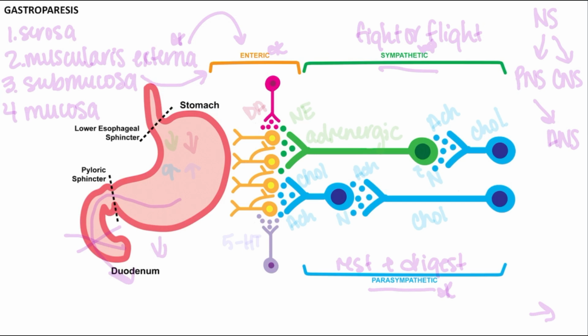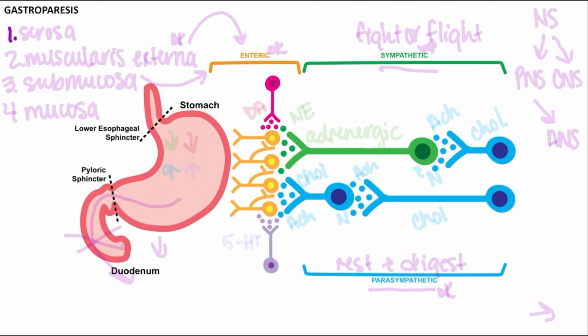Today's video, we're going to focus on gastroparesis, but before we can start talking about this condition, we need to briefly go over the different layers of the GI tract and how the movements of the GI tract are controlled and coordinated. So there are 4 foundational layers of the GI tract, starting furthest from the lumen.